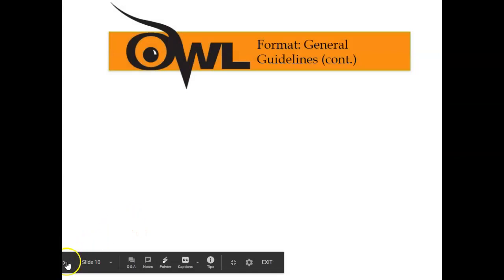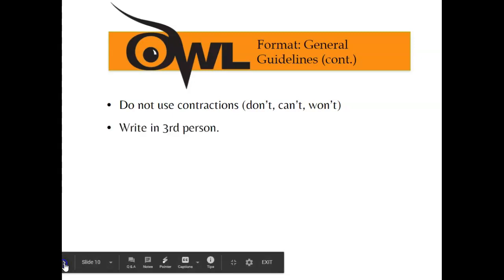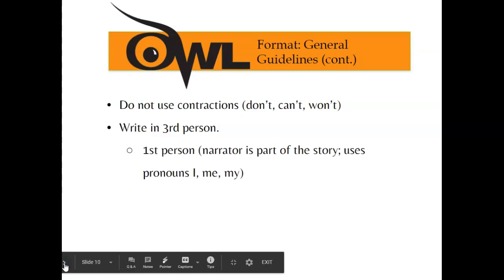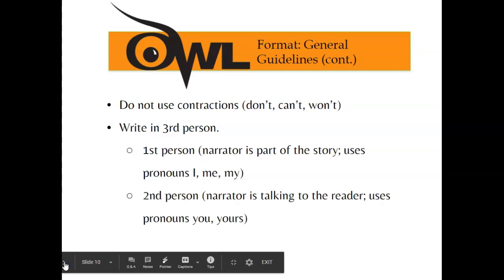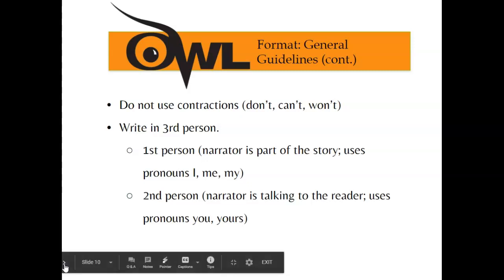Don't use any contractions. No don'ts, can'ts, won'ts, shouldn'ts, etc. Write in third person. First person is when the speaker is a part of the story and uses the pronouns I, me, my, we, and our, among others. Second person is when the speaker addresses the reader directly and uses the pronouns you and yours. I'm speaking in second person right now.